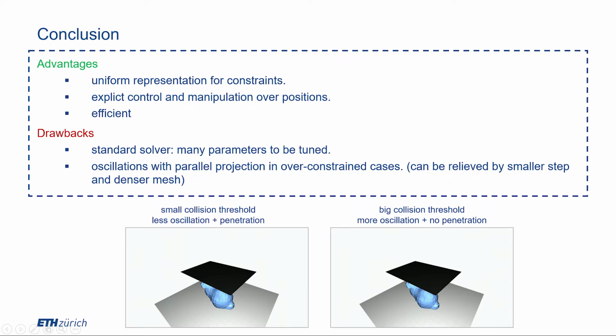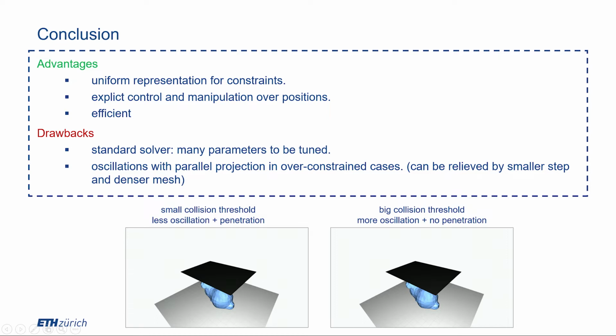Finally, for the conclusion, PBD is an efficient simulation method. It can uniformly represent internal and external constraints, and allows users to explicitly control positions. As for drawbacks, PBD is a standard solver. Many parameters still need to be tuned manually. Also, with more constraints added, the whole system is over-constrained.